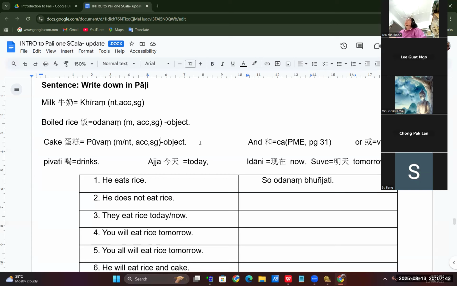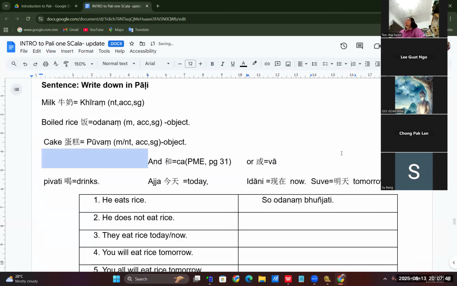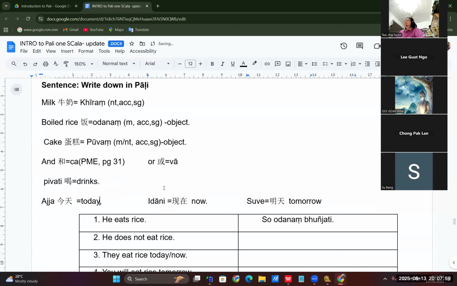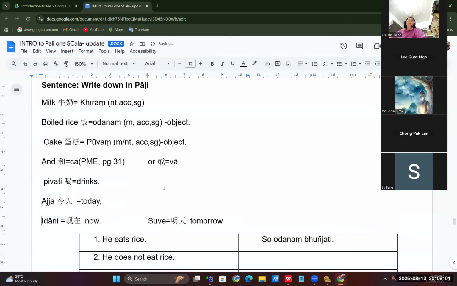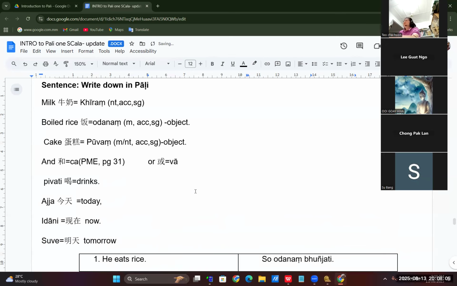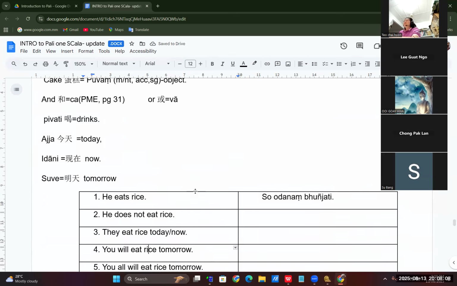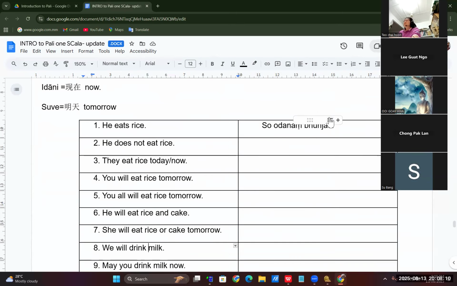And then the singular object. So you have the word and chak. Okay, Pali is chak. So you can refer to page 31. O is wa. So piwati is drink. Aja is today, right? Idani is now. Shue is tomorrow. Okay. So based on the vocabulary, try to make your own sentence. So this one we will discuss again next week. Right. Okay. Up to here, any question? If not, we will stop here.